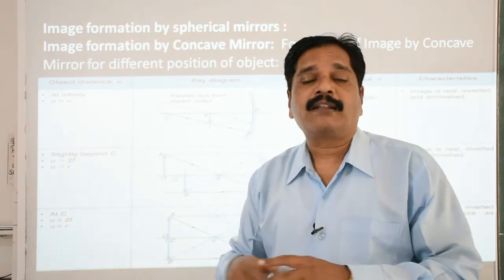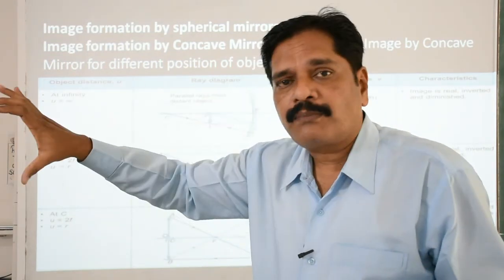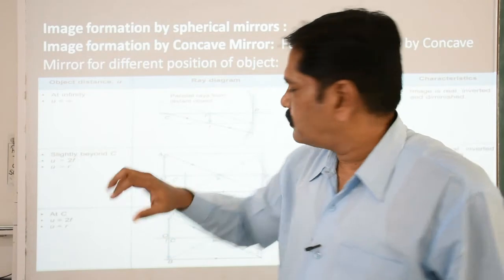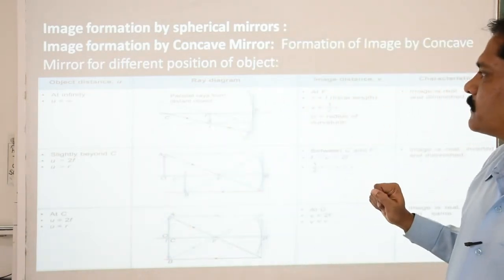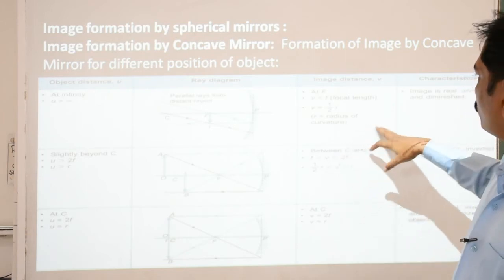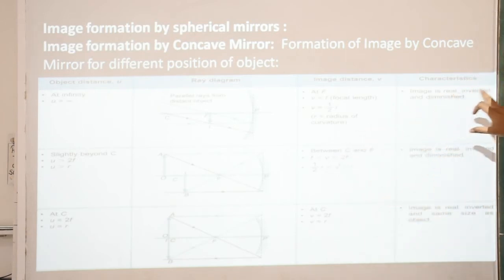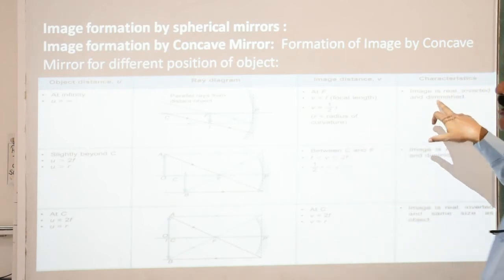As you know, when a light ray comes parallel to the principal axis, then after striking the mirror it will fall on the focus. So remember this. Now the image is real, inverted and diminished in nature.